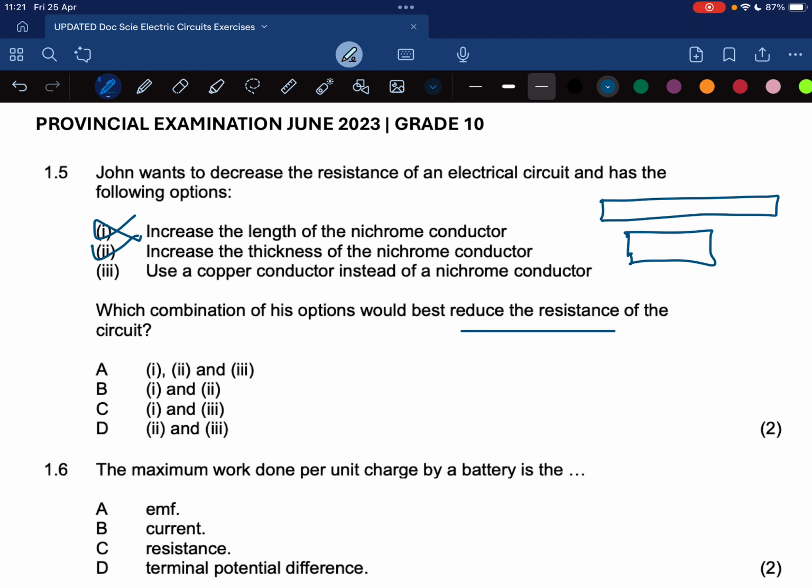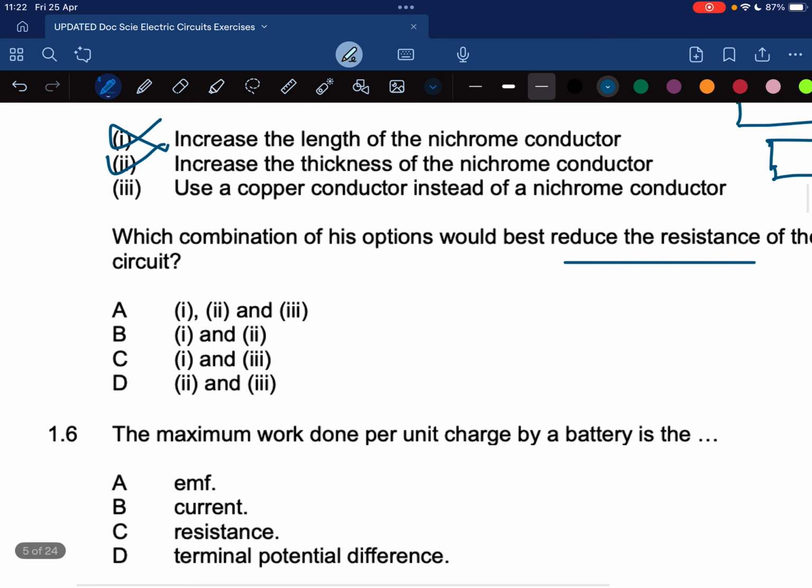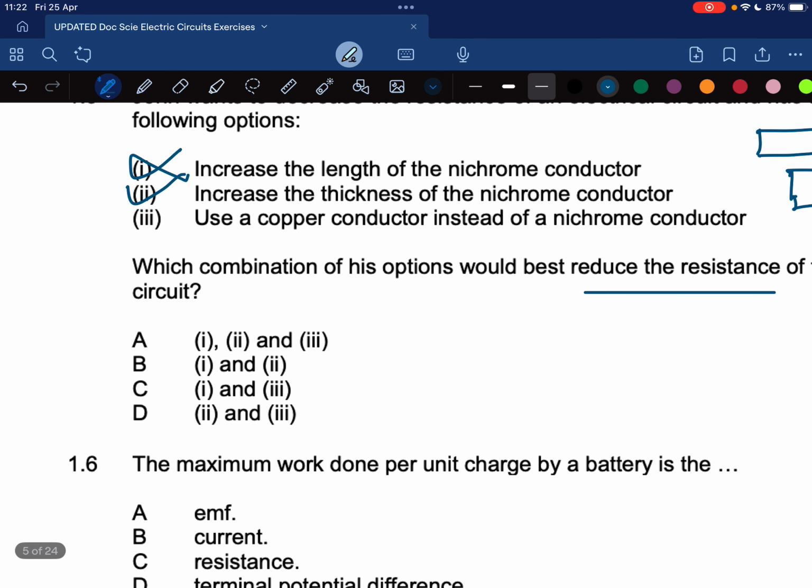Use a copper conductor instead of a nichrome wire. Okay, so something that you might not have known, but copper is actually a very good conductor of electricity in comparison to nichrome. However, if you have a look, even if you didn't know that, number one is invalid. We know that increasing the length wouldn't work. So A has 1, which is wrong. B has 1, which is wrong. And C has 1, which is wrong. So it can only possibly be D.